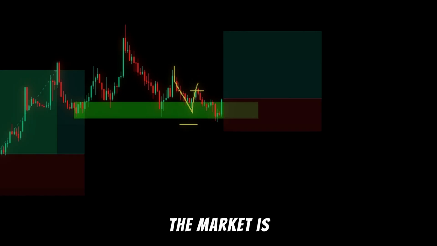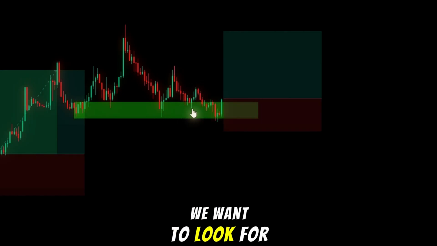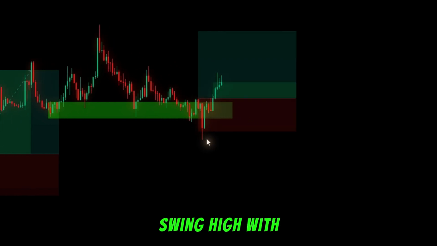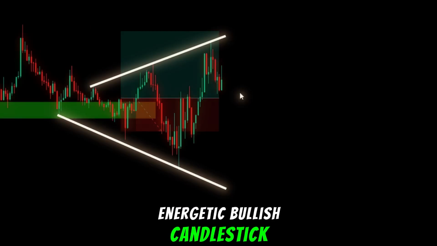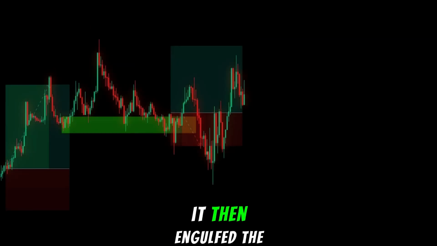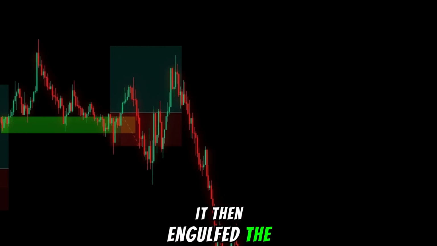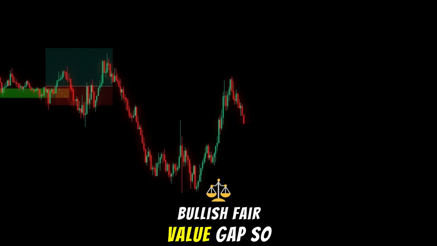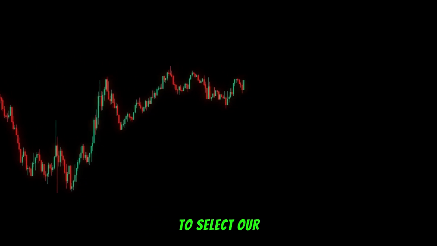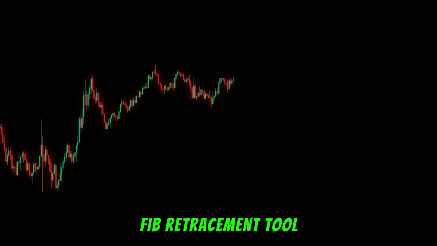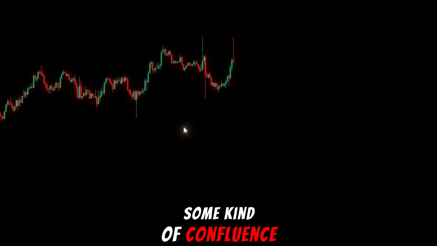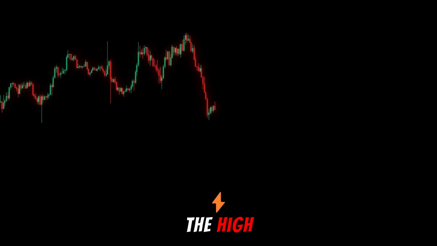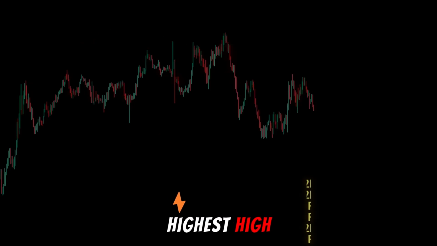So, knowing that the market is bullish again, we want to look for long opportunities here. We can see the market breaking above a swing high with a large energetic bullish candlestick, your favorite. It then engulfed the bearish candle next to it and made a small bullish fair value gap. So now we want to select our FIB retracement tool and try to find some kind of confluence. Select the swing low that broke the high and the most relevant highest high here.